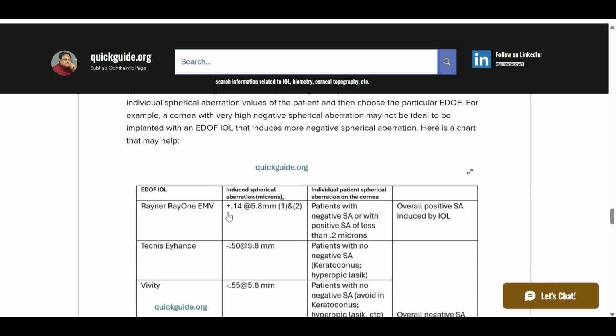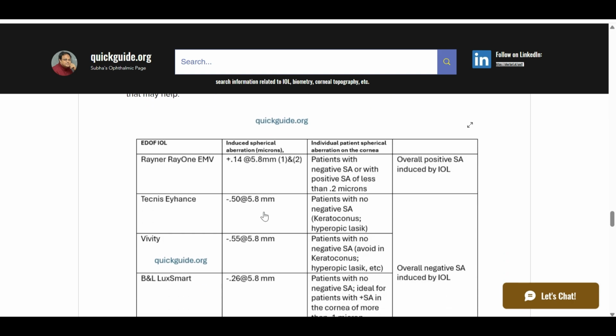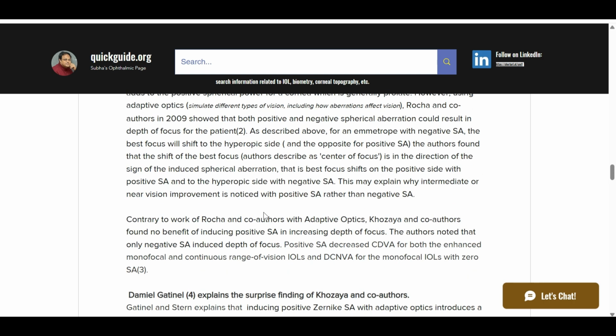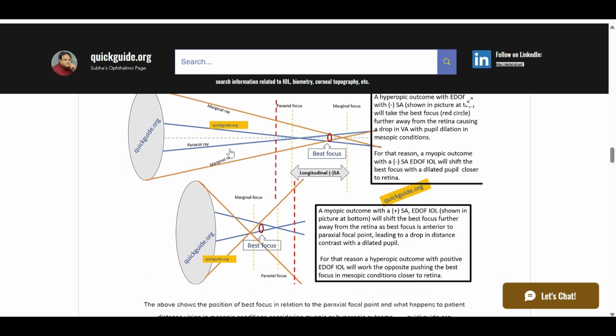But as claimed by the RayOne EMV lens company, they have a positive spherical aberration, and the measured value according to this peer-reviewed study is around plus 0.14 at 5.8 millimeters. So this is a positive spherical aberration lens. So with this image over here, you will understand which lens actually works best in case you land with hyperopia or with myopia.